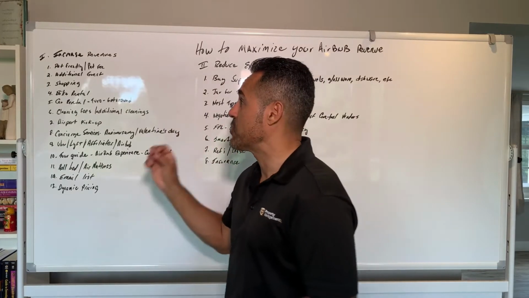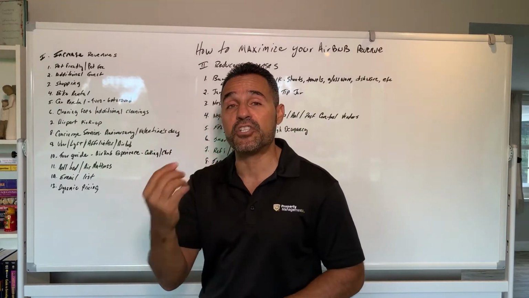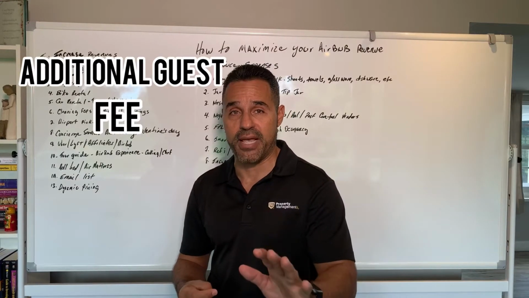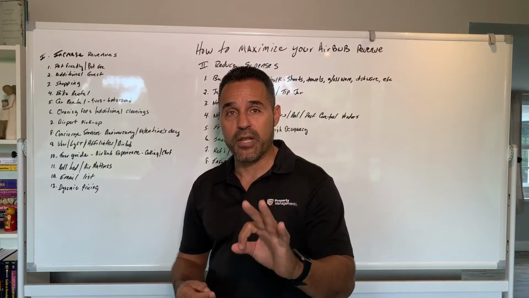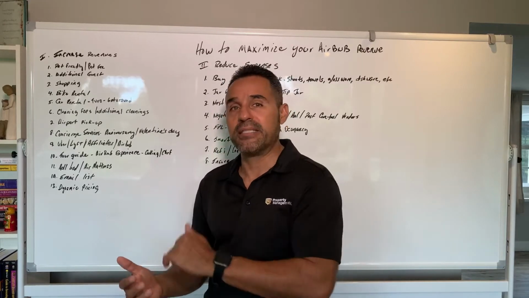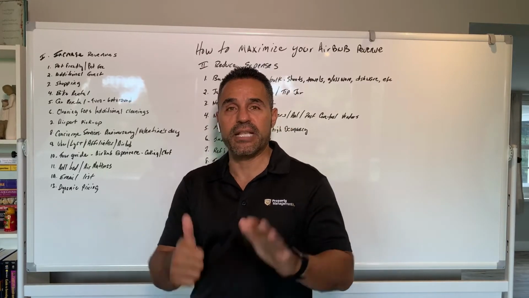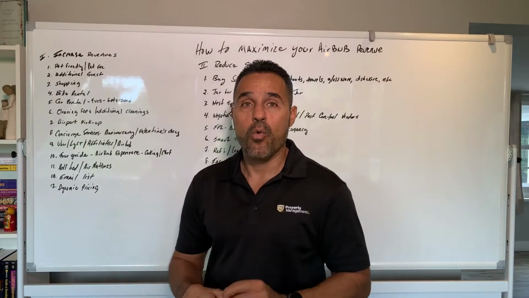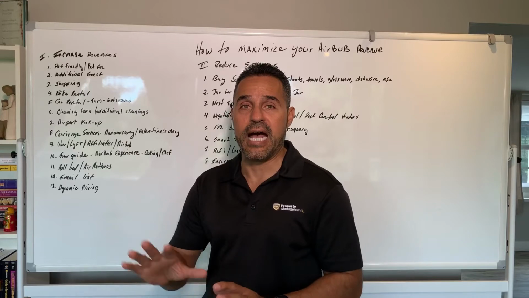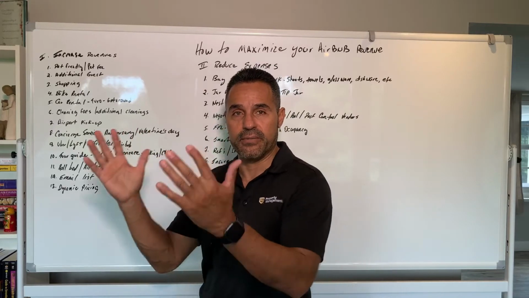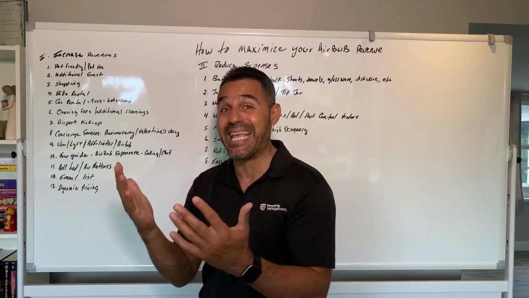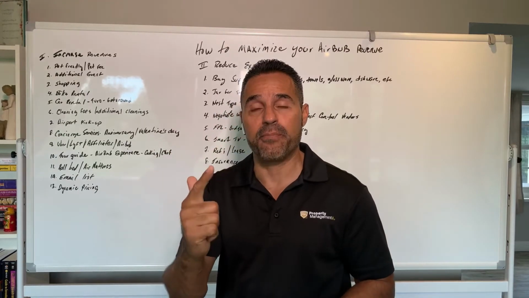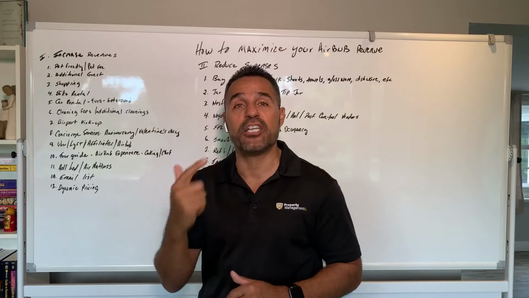Number 2 is to add an additional fee for additional guests. Here's what I mean by that. Let's say you have a 3-bedroom house, queen beds in each or king beds in each. That's 6 people that can stay at that property in a bed. What I suggest you do is add 2 more, meaning the maximum occupancy of that property is 8. But the 7th and 8th person is going to incur an additional fee.